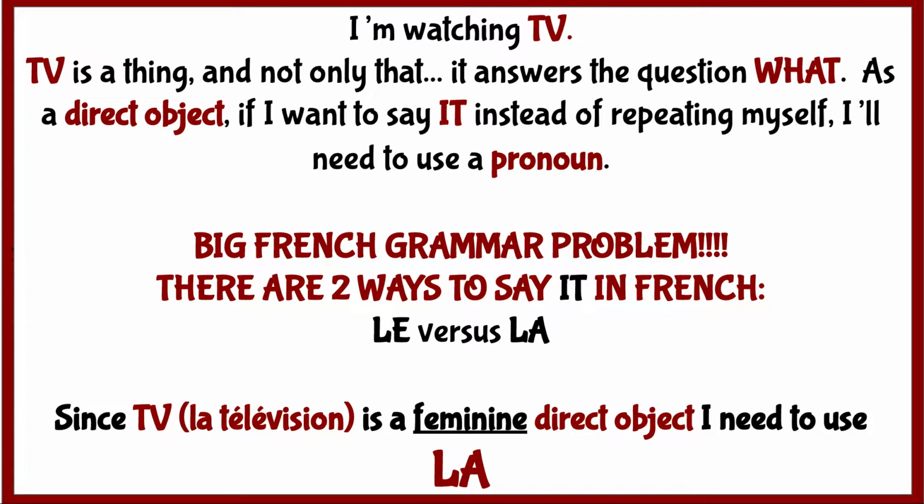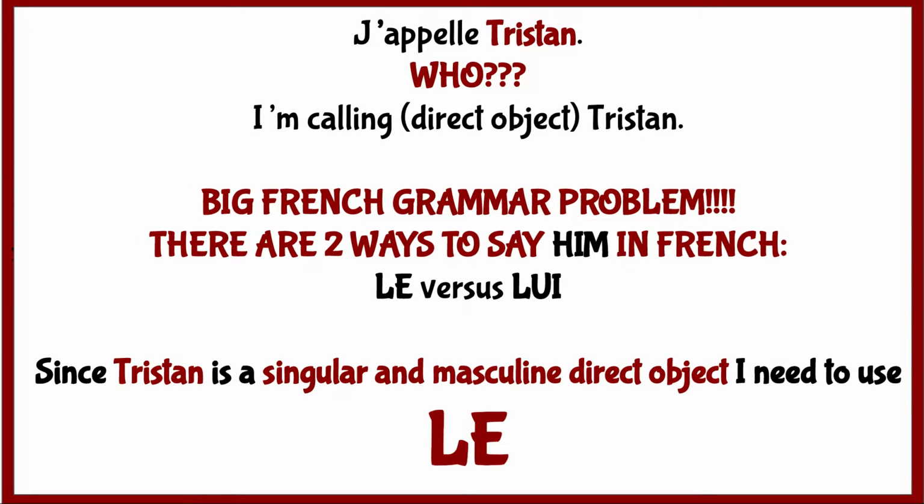We've talked about a couple of big problems. Now let's talk about this sentence. J'appelle Tristan. All right, this looks much like j'appelle Jennifer. You can tell I was kind of losing inspiration. It's hard to find names. Tristan is my son's name. So Tristan is a guy, right? Big French grammar problem. Okay, how do you say him in French?